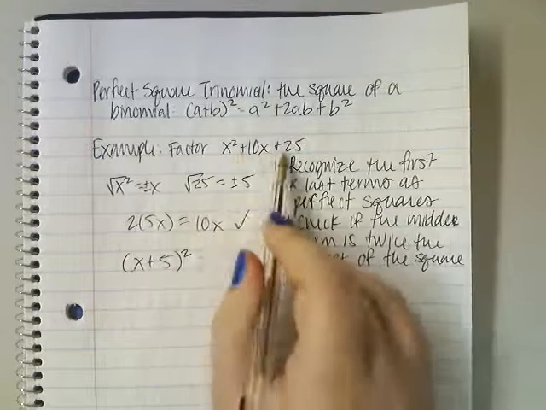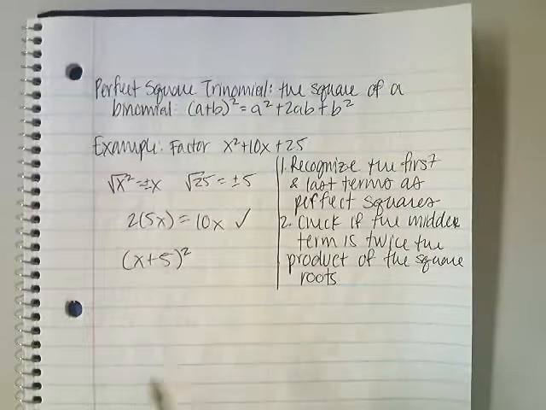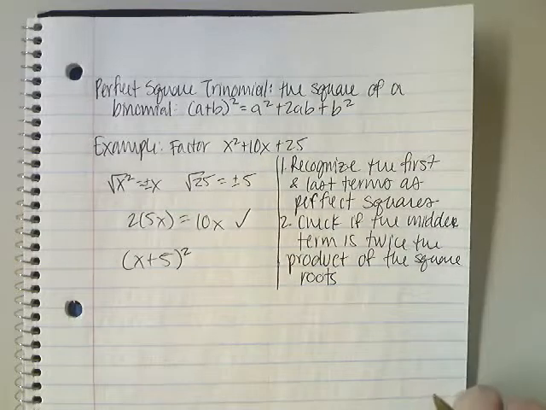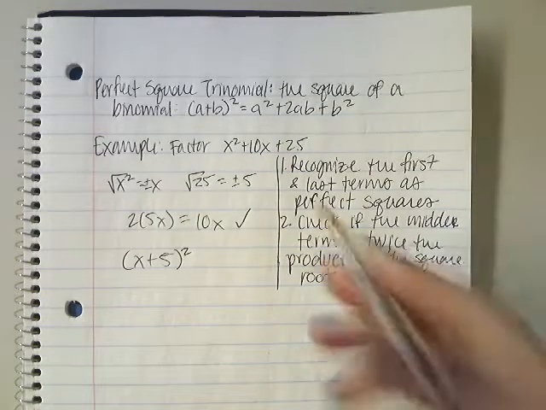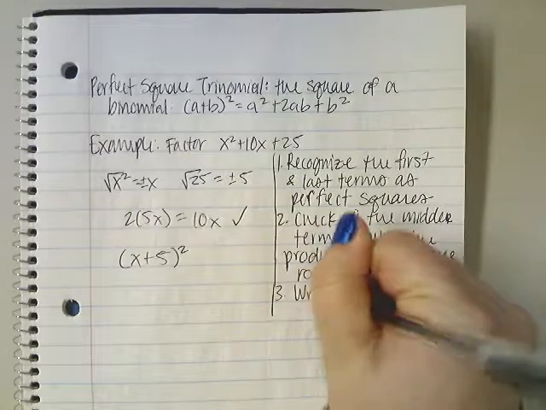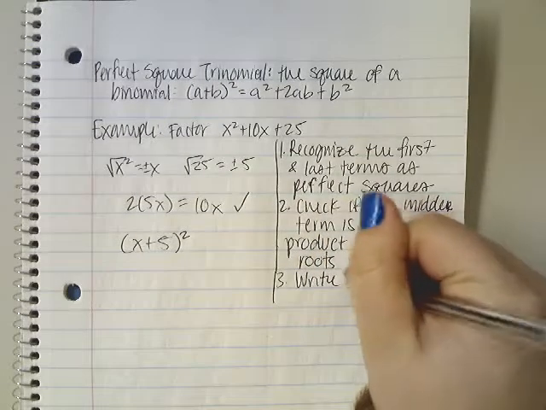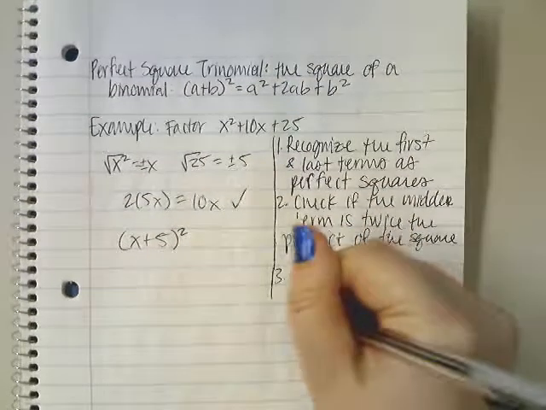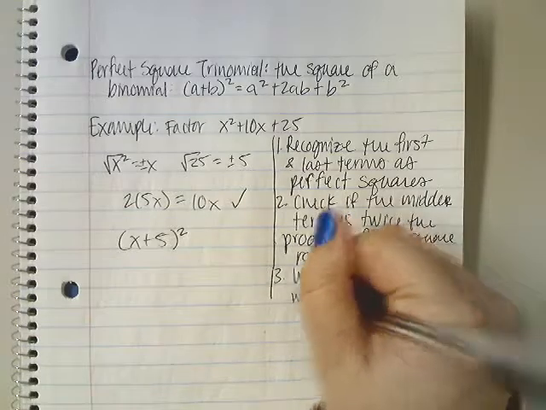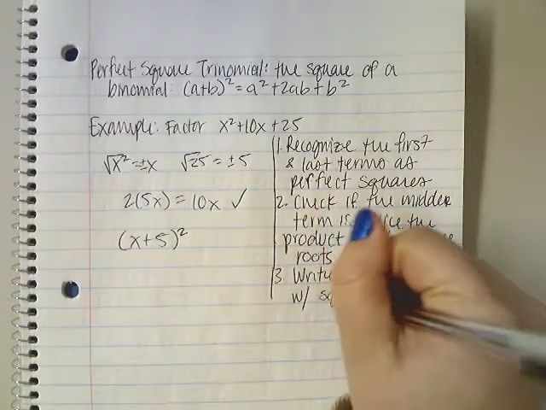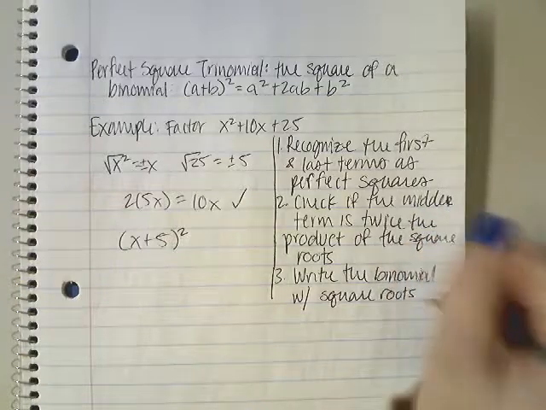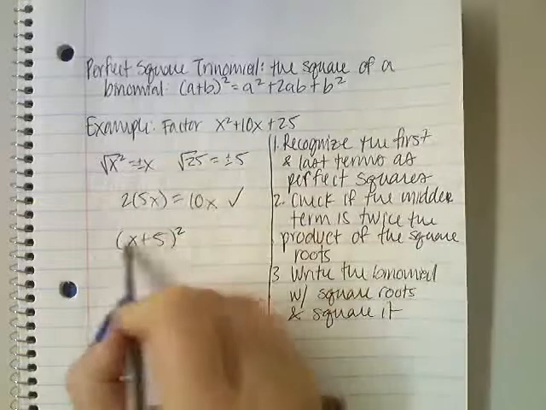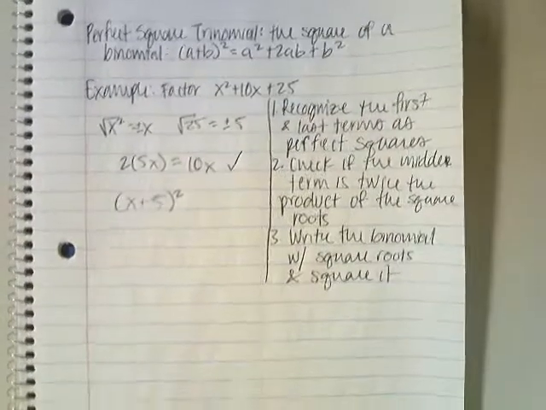Again, you would want to pay attention to whether there were negatives in here as well, because that might change whether you had a negative or a positive there. But since they're both positive, I'm working in positive, so it's just (x + 5) squared. The last step is I write my binomial with the square roots. So I took my square roots, wrote my binomial, and squared it, and I was all done.